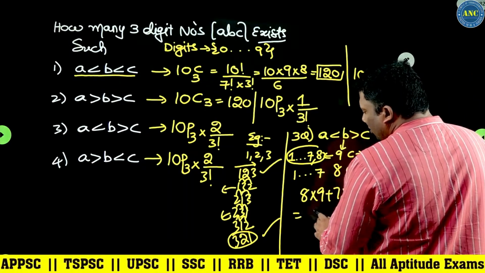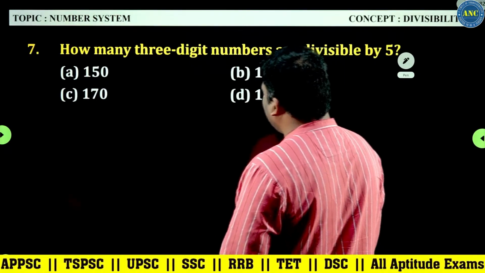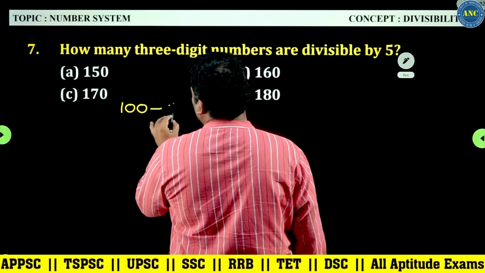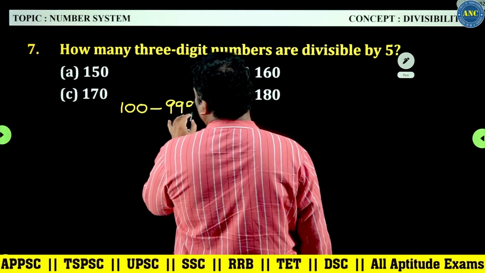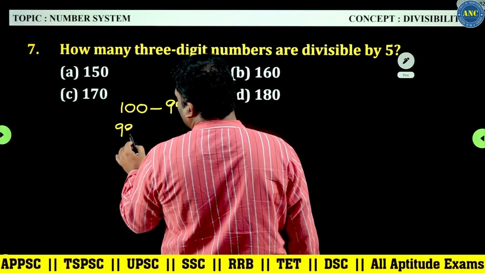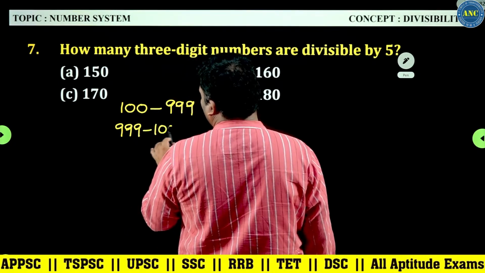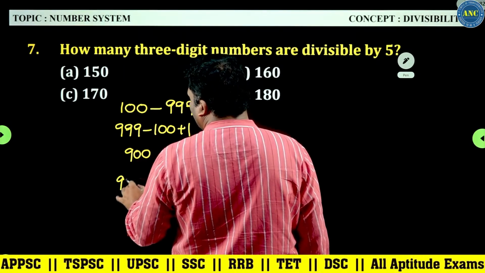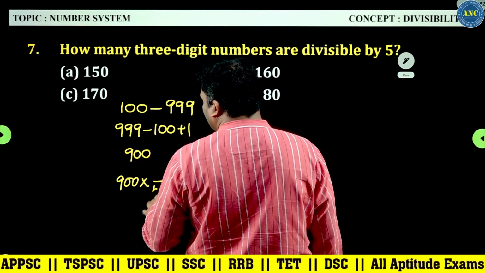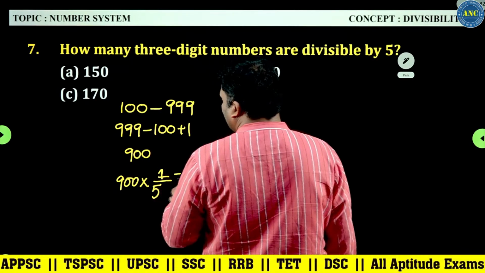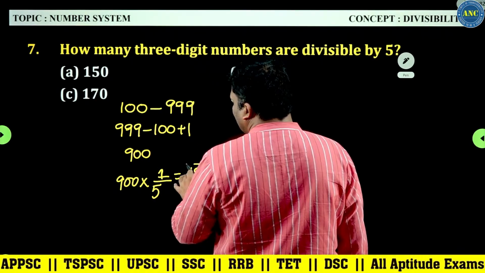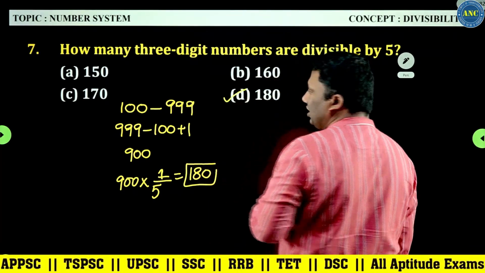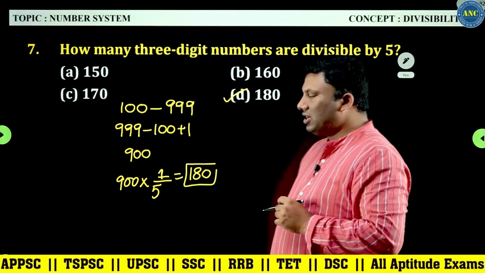If you calculate it, you get the answer. Now, how many 3-digit numbers are divisible by 5? What is the smallest 3-digit number? 100. What is the largest? 999. Total how many numbers are there? Highest value minus lowest value plus 1. Total 900 numbers. For every 5 numbers, 1 number is divisible. So 900 by 5 is 180. The answer for this question is 180.